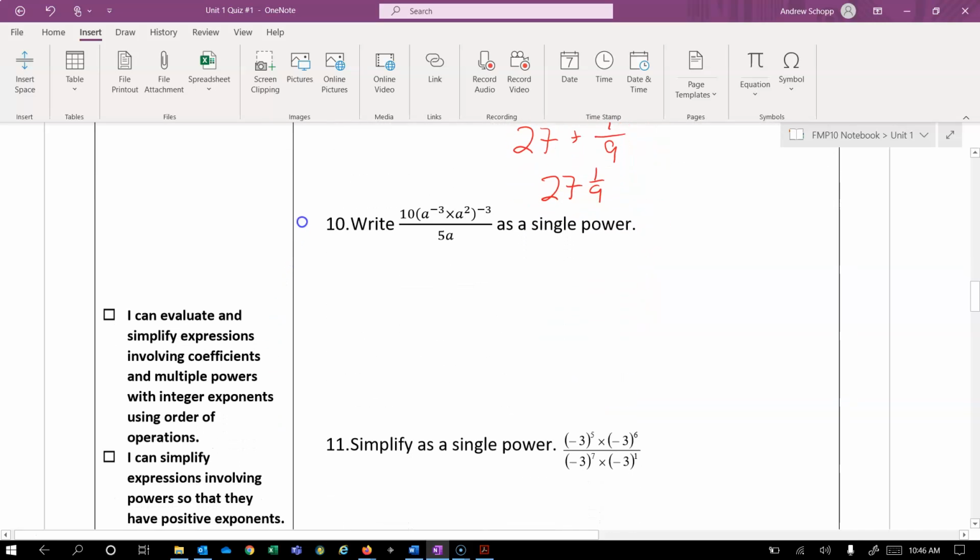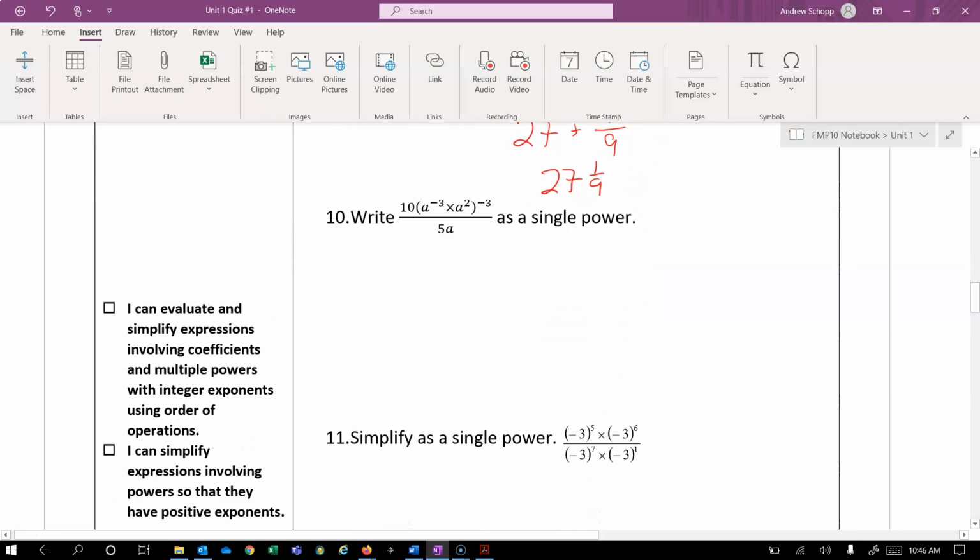Number 10, write this expression as a single power. So I just want you to try and simplify as much as you can and write it with a power at the end. Starting inside the brackets, we have a to the power of negative 3 times a to the power of 2. So we will add the exponents because we're multiplying the bases. Negative 3 plus 2 is negative 1.